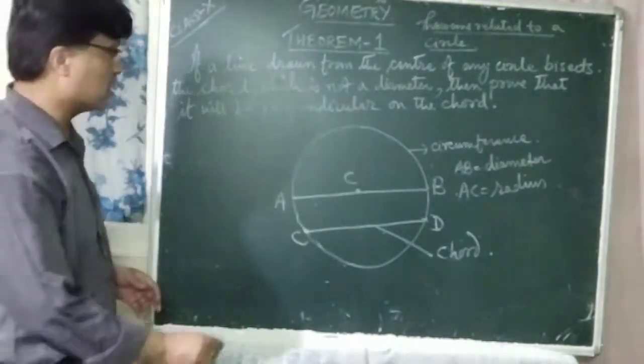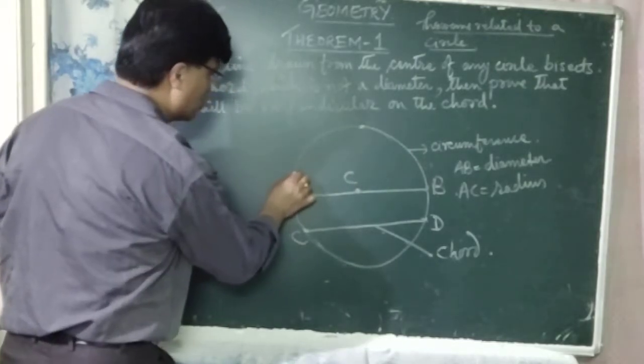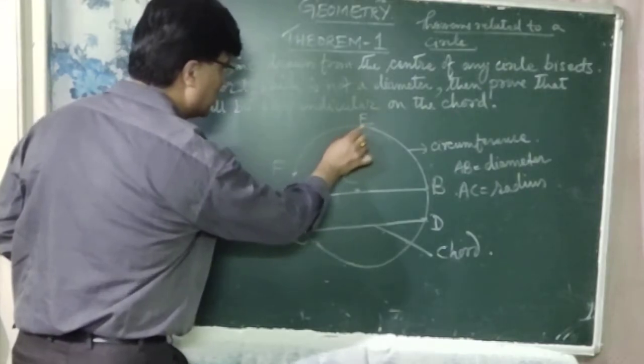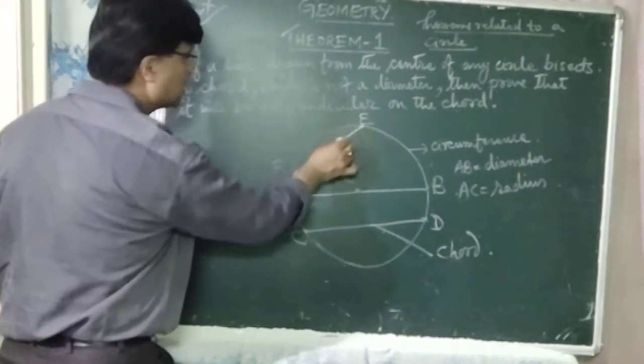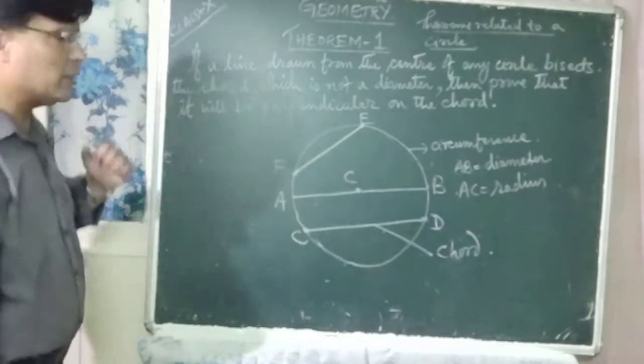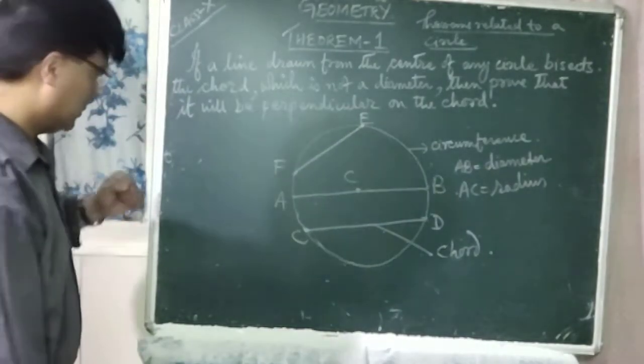Chord भनेर भन्छौं. जस्तै अब if you join these 2 points also, suppose this is E and suppose this is F, if you join these 2 points, this is also a chord of the circle. Okay? अच्छा, perpendicular भने याद हुनु पर्यो तिमीलाई.